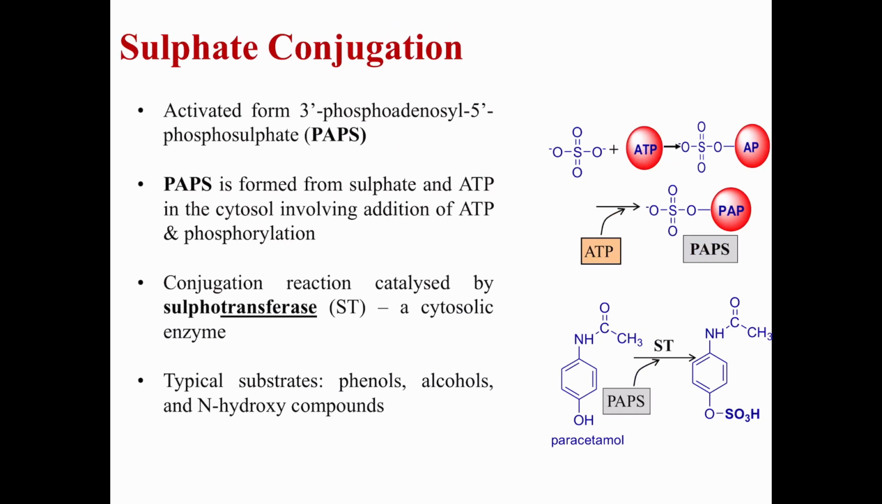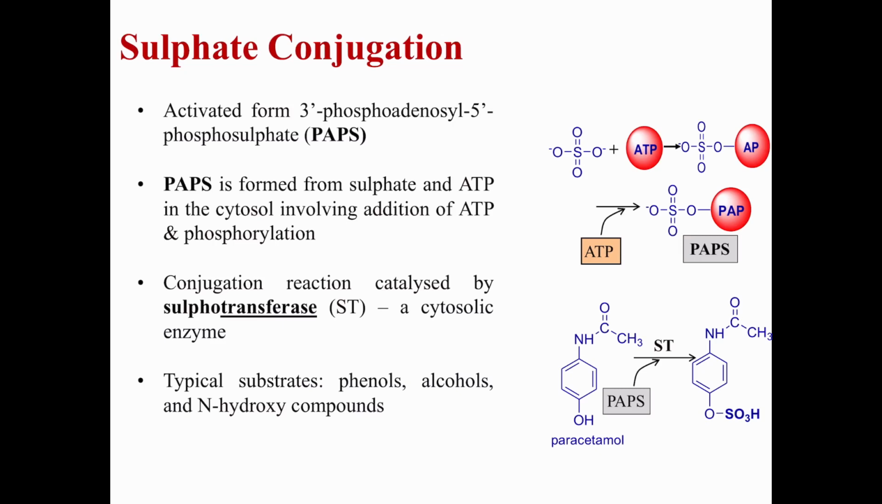The second reaction we will discuss is sulfate conjugation. Similar to glucuronidation, it involves two steps. The activated form transferred is called PAPS, or phosphoadenosyl phosphosulfate. PAPS is formed from sulfate and ATP in the cytosol, involving addition of ATP and phosphorylation as shown in the diagram on the right.